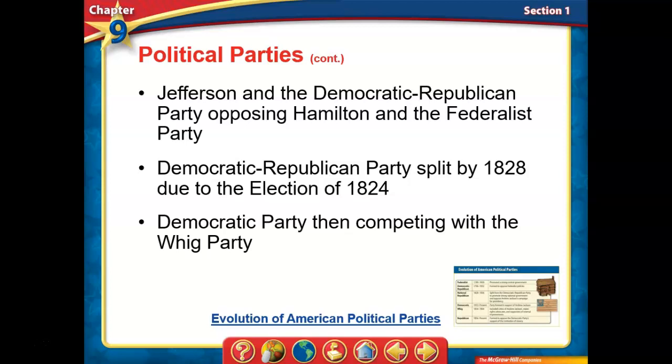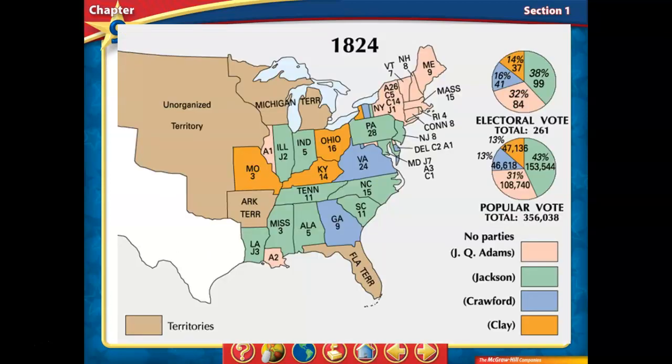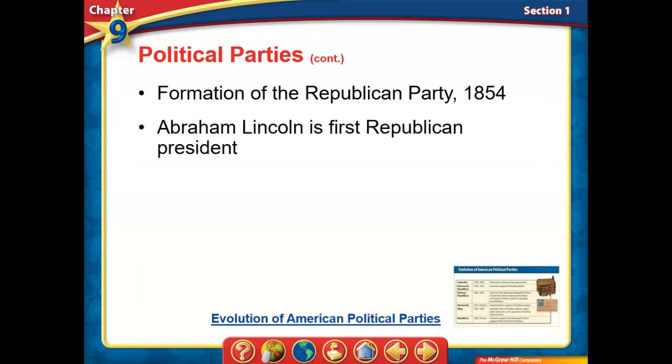So that's where we get to the third bullet point, where it says the Democratic Party then competing with the Whigs. So really, once that happens, that sets up our two-party system. Yes, we started with the Democratic Republicans and the Federalists, but that was really short-lived. So in 1828, we have the Democratic Party versus the Whigs, and then we really see that sectional conflict, where we really see that North versus the South.